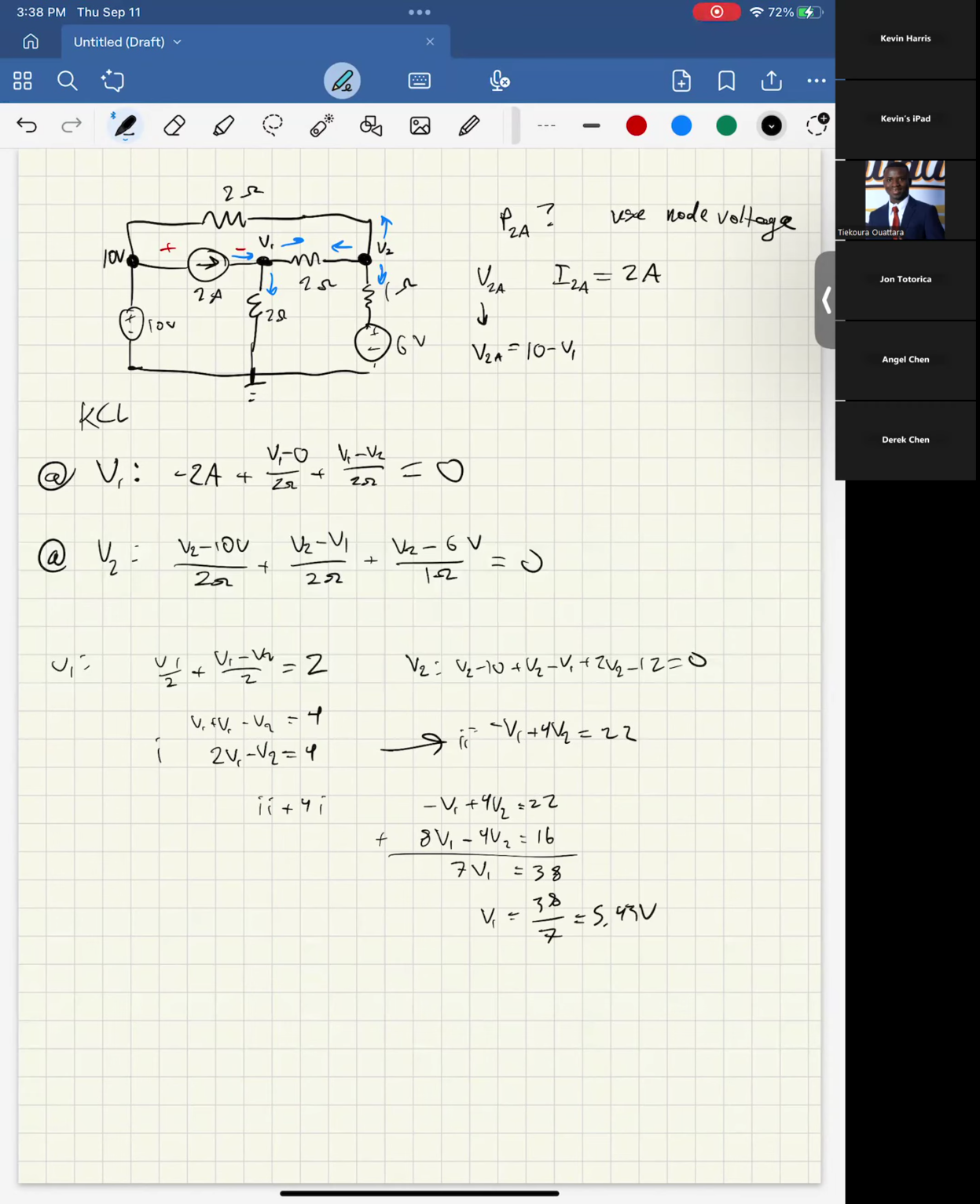And then finally, to find the power that we wanted earlier, P equals IV. We know I is 2. And then the voltage, as we defined earlier, is 10 minus that V1. We just found V1, so that's 5.43. And then that will get us 9.14 watts. So that's how you do something like that.